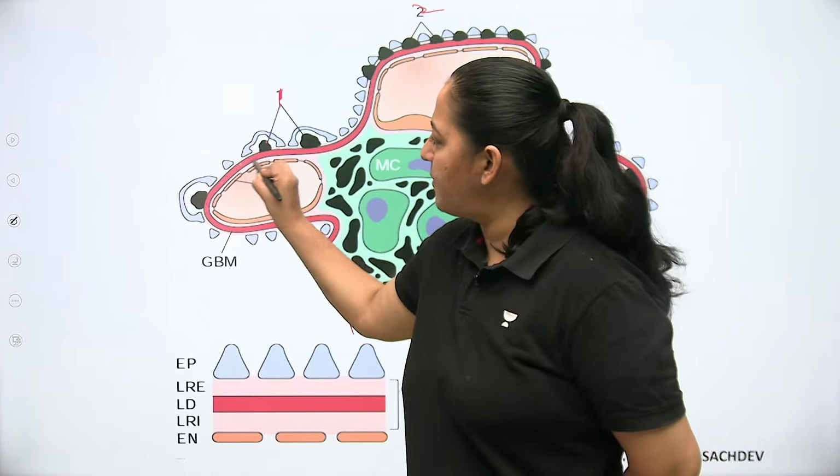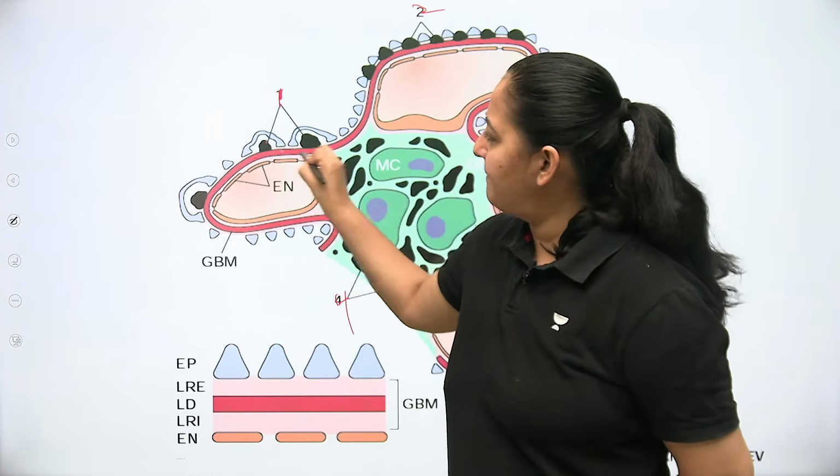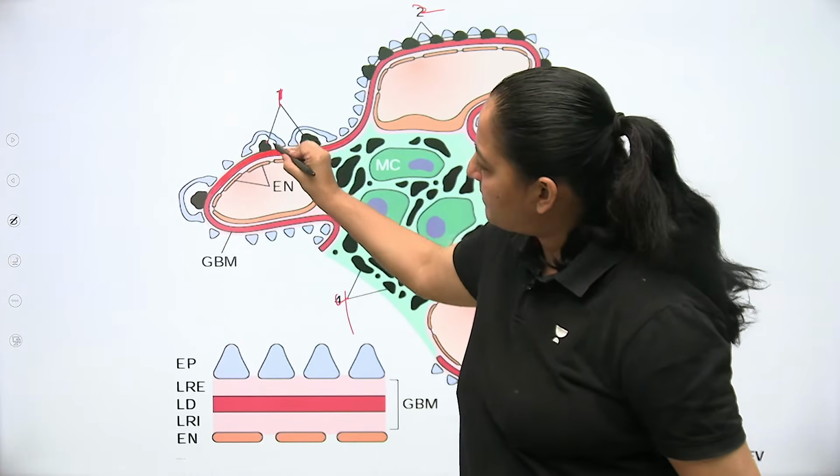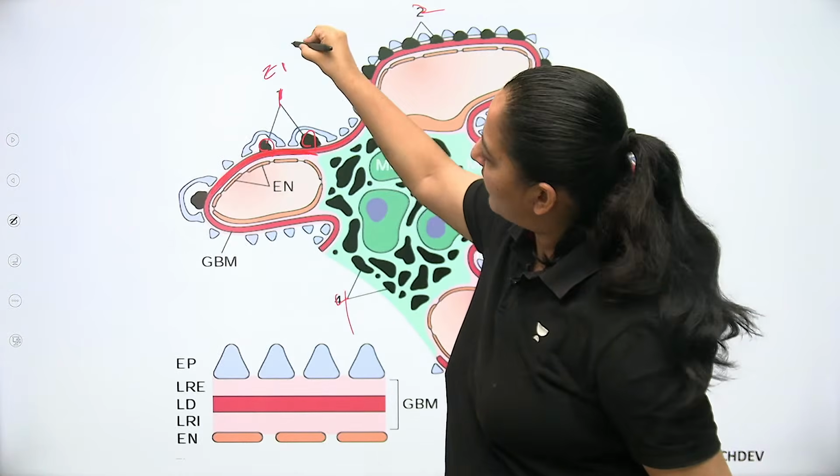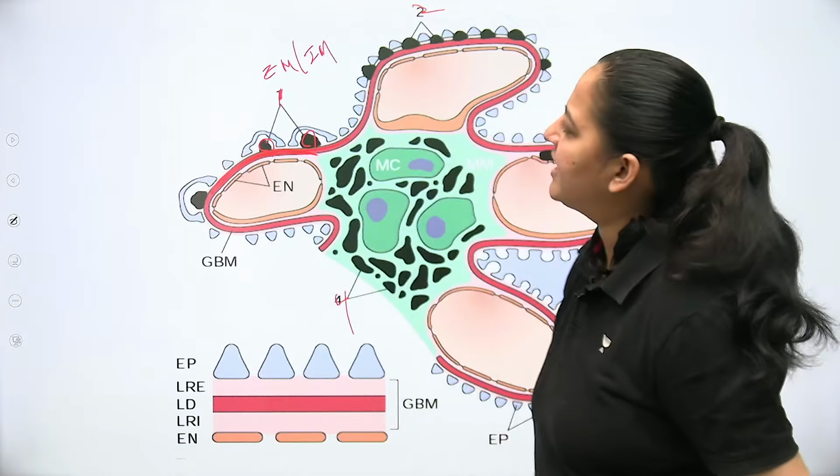In the 1, I can see the deposit in the basement membrane only. This one, the pink one, is the basement membrane. And can you see the black deposits? They are present on the basement membrane. That's why this is epimembranous or intramembranous, one and the same thing. Epi or intra, it's the same thing, right?